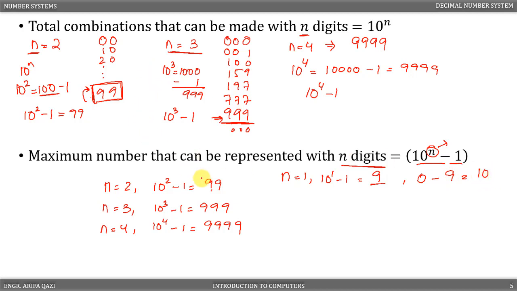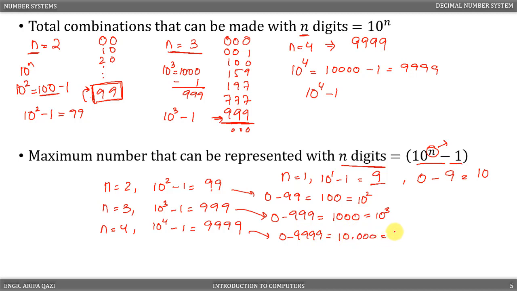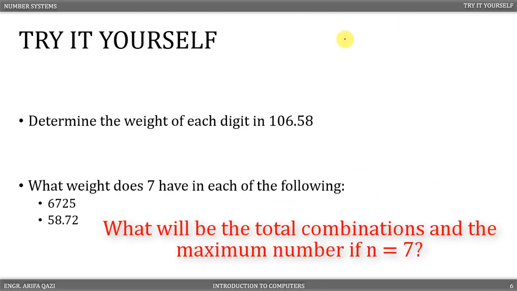So if n equals 2, it goes from 0 to 99. This equals 100 numbers, or 10 raised to 2. If n equals 3, it goes from 0 to 999, which equals 1000 numbers, which is 10 raised to 3. And if n equals 4, it goes from 0 to 9999, which is actually 10,000, and this equals 10 raised to 4. So the total possible combinations, the total numbers that can be made with n digits, is 10 raised to n. And to get the maximum number, we subtract 1 from it because we include 0 in all of those combinations. Try this yourself.